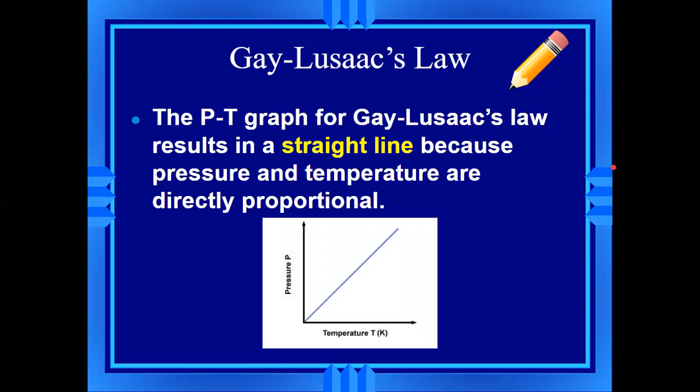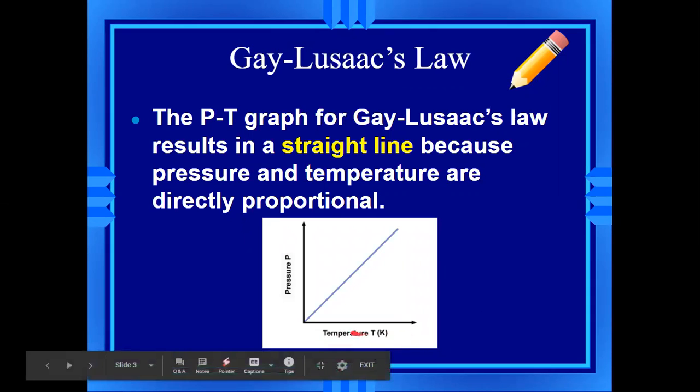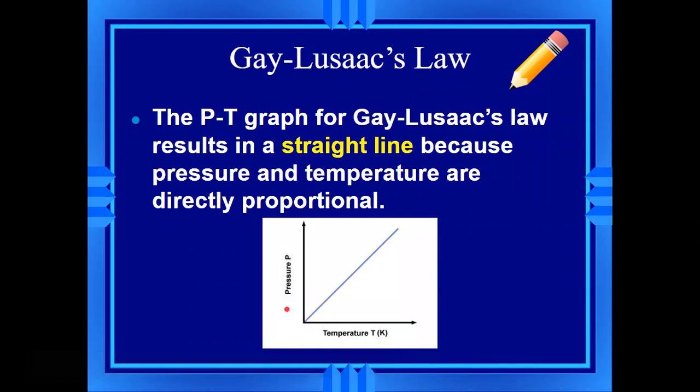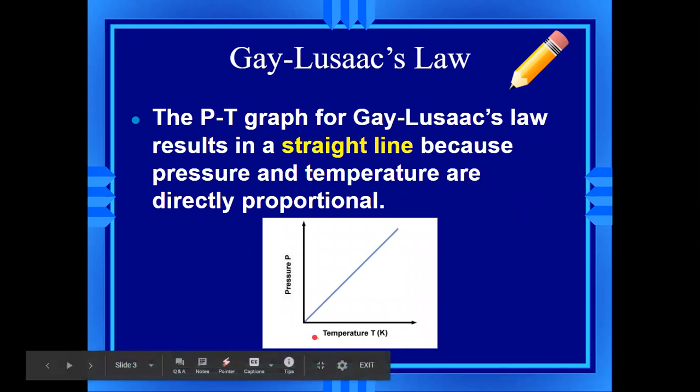So this is just a graphical depiction of what happens in Gay-Lussac's law. We have temperature versus pressure, and we see they are directly proportional to one another. By directly proportional, that means that as one increases, so does the other. As our temperature increases, we see that our pressure is also increasing. So just remember that this is the direction. This is the graph that depicts Gay-Lussac's law.